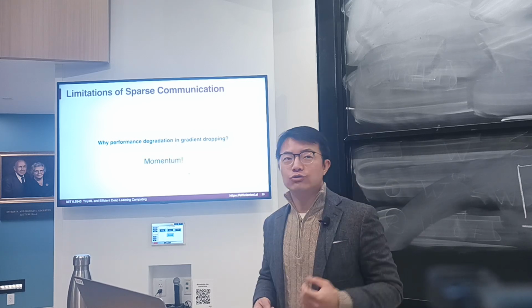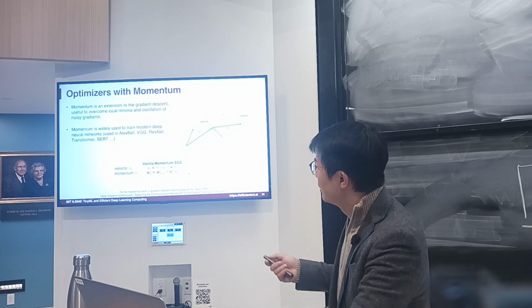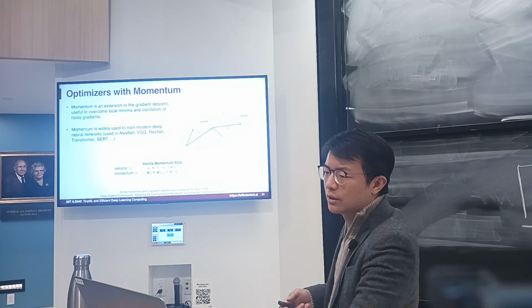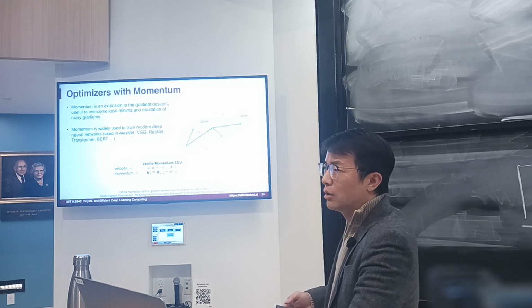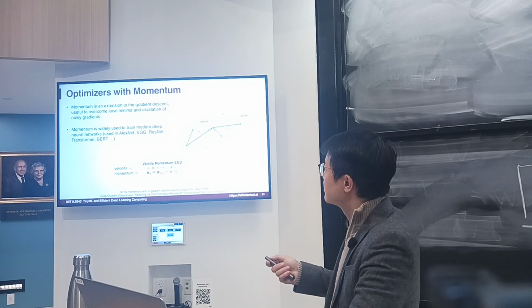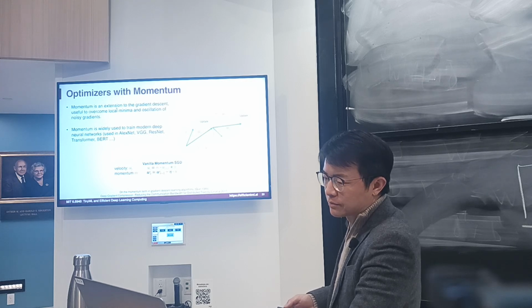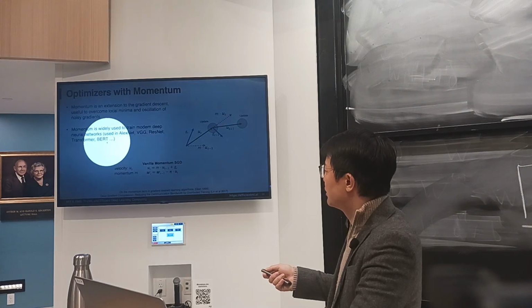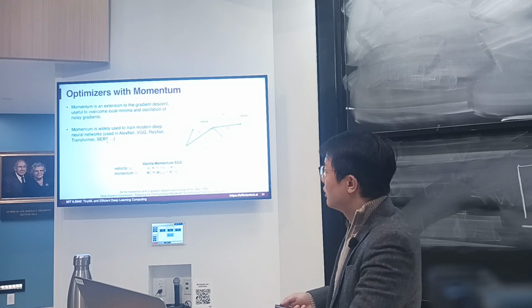Actually, that is due to the momentum. So let's review what momentum is. Momentum is a very important technique used in gradient descent. Nearly all the optimizers have momentum these days. It's very useful to overcome local minima and oscillation. It's very widely used: AlexNet, VGG, ResNet, Transformer, BERT, even these days for large language models. Momentum is very widely used. Here we consider only the first order momentum.